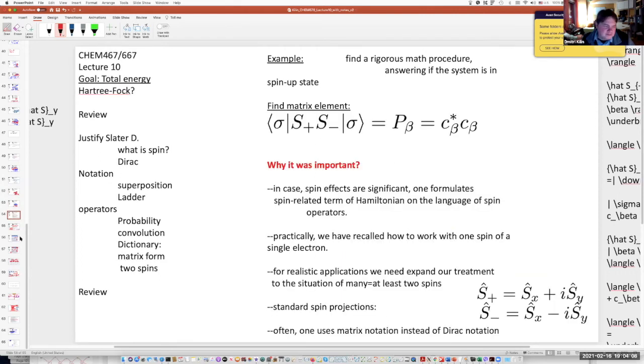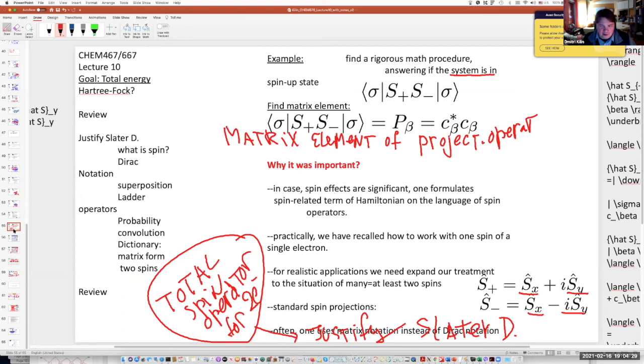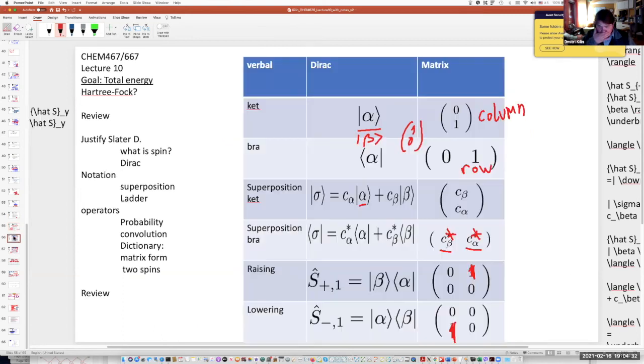And if you are interested in electron paramagnetic resonance or nuclear magnetic resonance from the theory part, one will also need Sx and Sy projections of a spin, which are here, but likely we will not use them right now. So here is a little dictionary of how to interpret the notations of these wave functions and operators in matrix form.